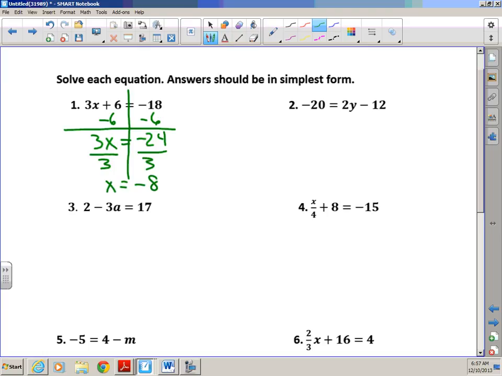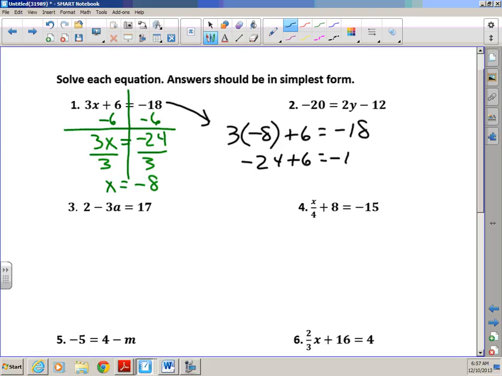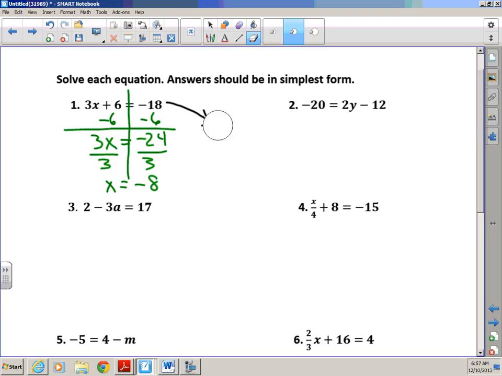Now, what I just want to show you off on the side here is how we would check that our answer of negative 8 is correct. What we would do is go back to this original equation, and instead of x, we'd put in negative 8. When you're checking your work, all you should be left with are numbers. It should be a numerical statement. So now we just follow our order of operations, and we see that we get a true statement. And that's how you would check. Okay? So I'm just going to erase this so we can go on to the next.